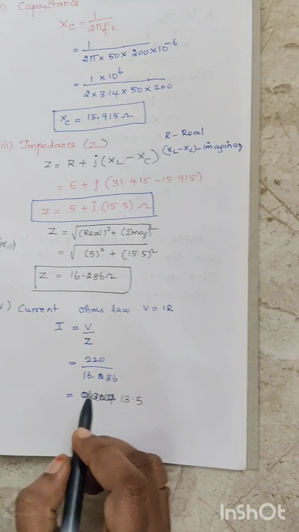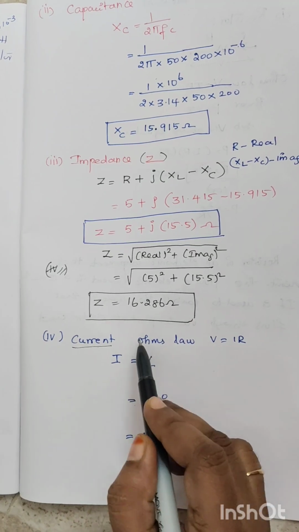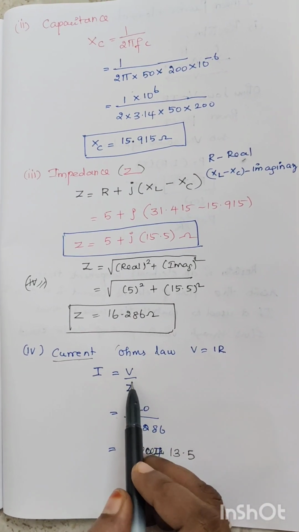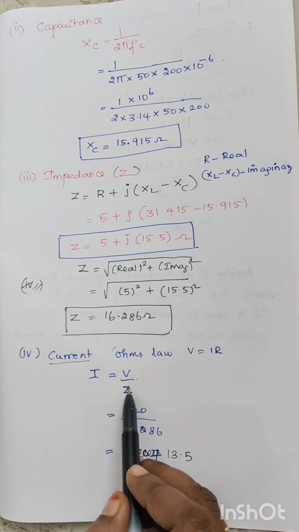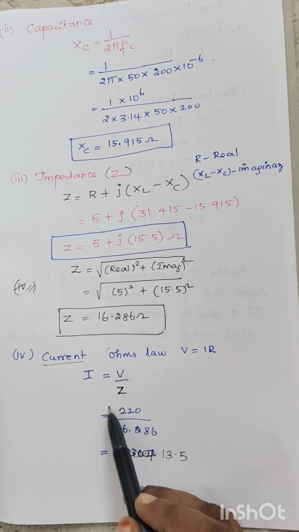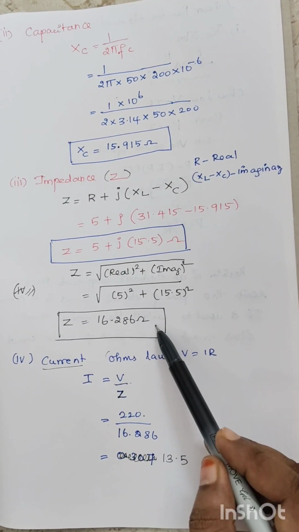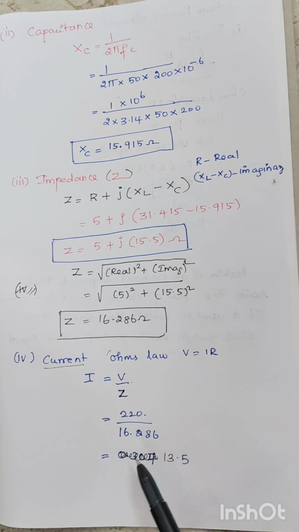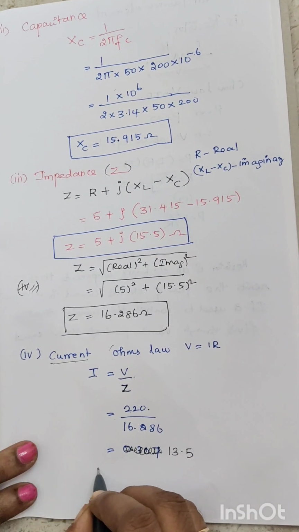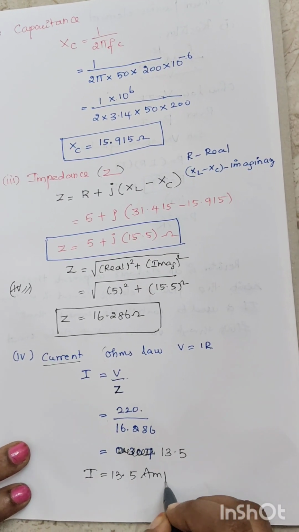Next, we have to calculate the value of current by using Ohm's law. V is equal to IR, so I is equal to V by R. Instead of R, we are using the impedance Z. The value of V is 220, taken from the question. Then the Z value previously determined is 16.286 ohm. Cancel the values. The current value I is equal to 13.5 ampere.